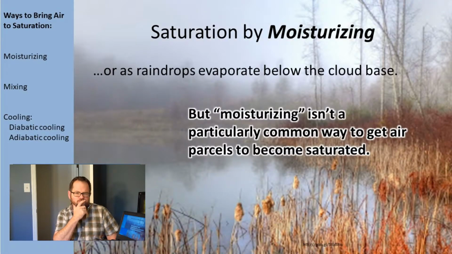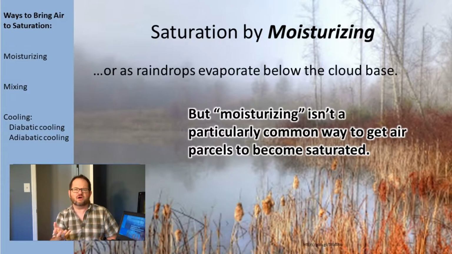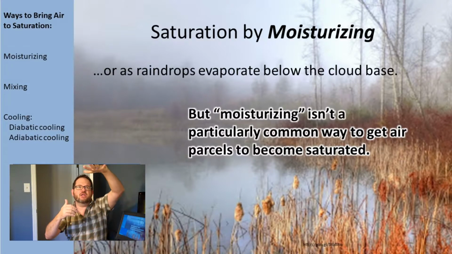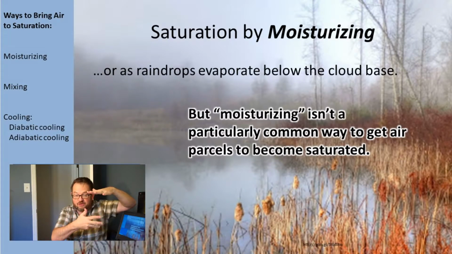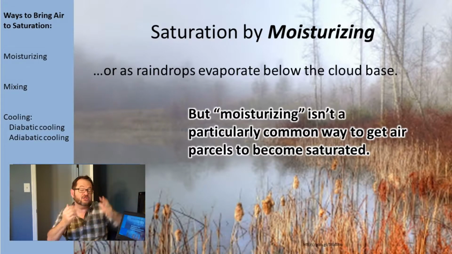Another example of a way in which we can bring air closer to saturation by moisturizing would be what happens below a cloud's base. Okay, when it's raining, for example, and we have a base of a cloud, below the cloud, the relative humidity is less than 100%. If it were 100%, if the air below the cloud were saturated, that'd be part of the cloud too. As the rain droplets fall out of the cloud, they fall into an environment where the relative humidity is less than 100%, and they start to evaporate.